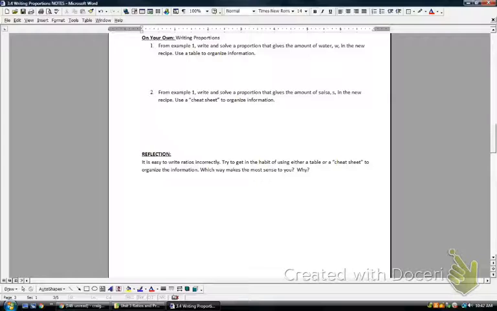So you have a couple of on your own problems to do. The first on your own problem says, from example 1, write and solve a proportion that gives the amount of water in the new recipe. Use a table, so it tells you that you're going to use a table to organize your information. So go ahead and pause the video and work that problem out, and then you can come back and check your answer.